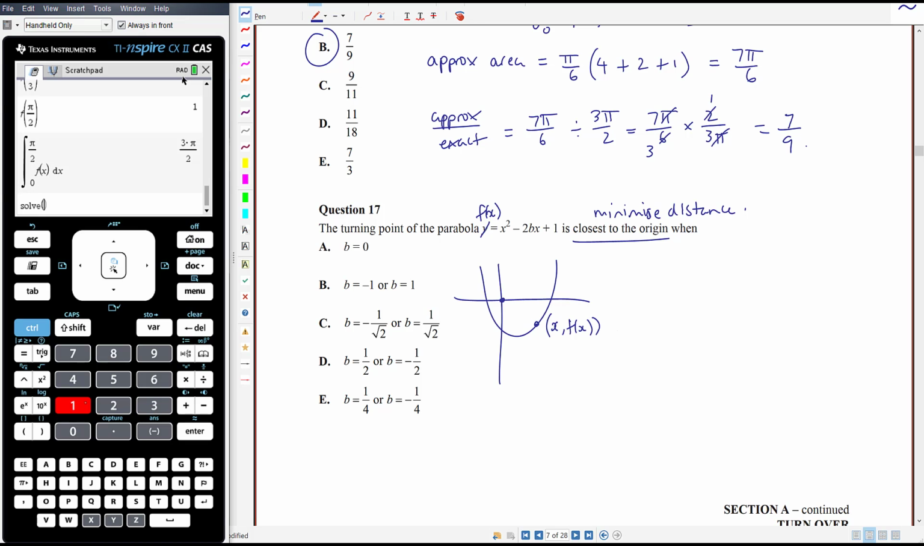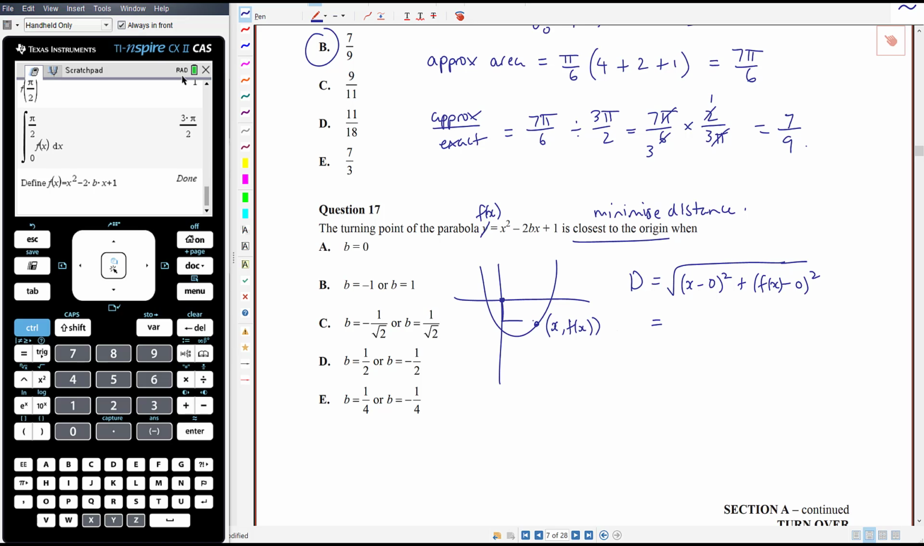Okay, I'm going to define the function in my CAS, menu 1.1. Define f of x equals x squared minus 2 times b times x plus 1, and so then the distance is going to be the square root of x minus 0 squared plus f of x minus 0 squared. It's just simple Pythagoras if you don't remember your distance formula. You know, rise squared plus run squared equals hypotenuse squared, essentially.